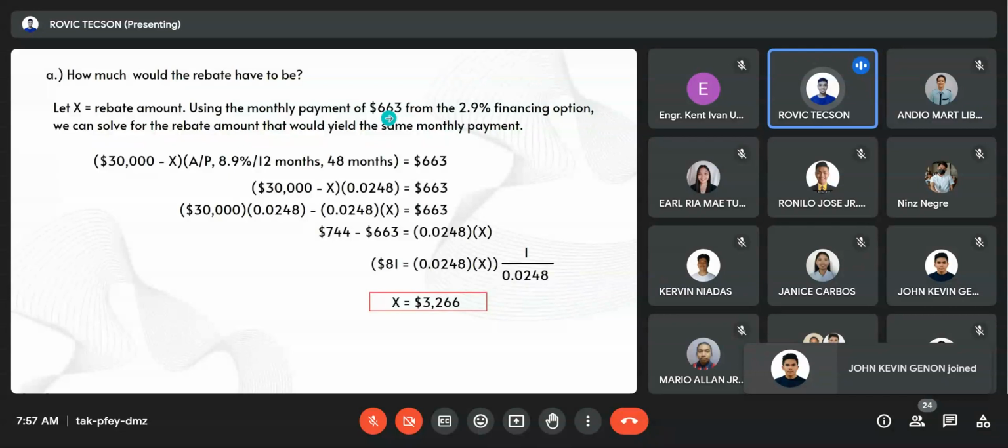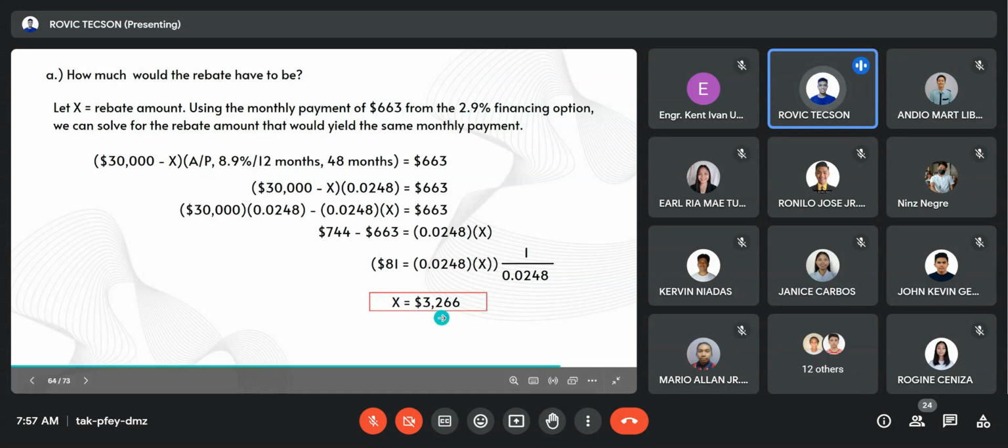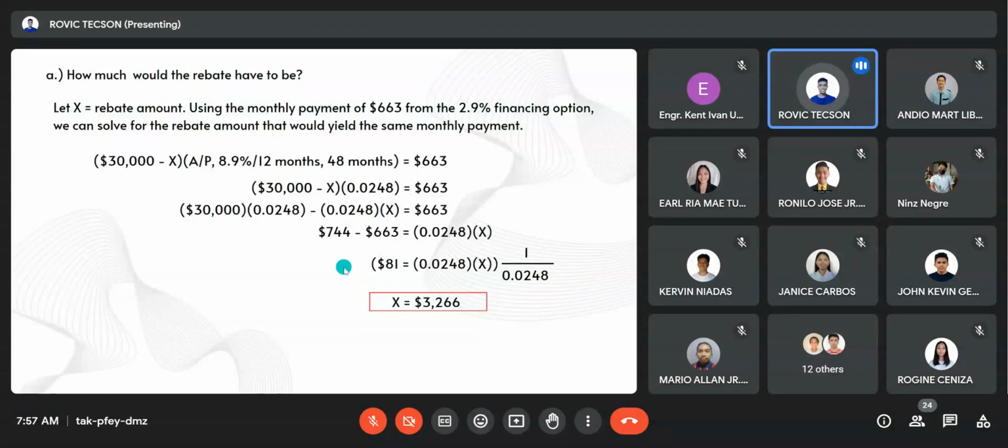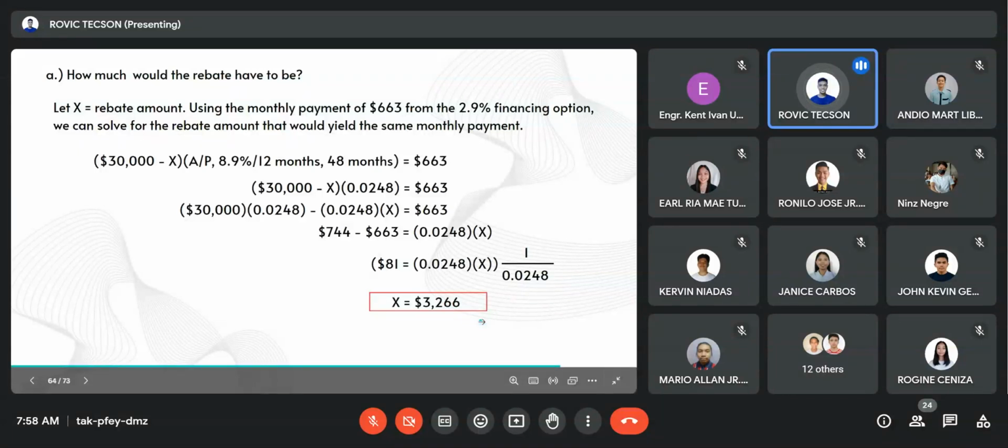Using the monthly payment of $663 from the 2.9% financing option, we can solve for the rebate amount that would yield the same monthly payment. So this is our equation: $30,000 minus X times the annual worth with 8.9% interest divided by 12 months, since it is compounded monthly, and 48 months, which is the number of periods, is equal to $663, which we got from the 2.9% financing option. We come up with 3,266. If we substitute this for X, it will equal $663.